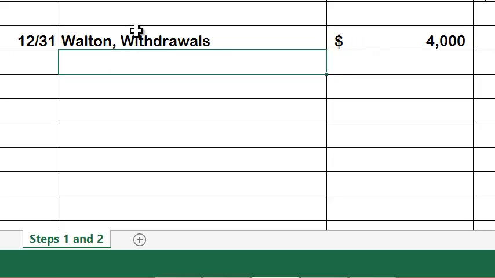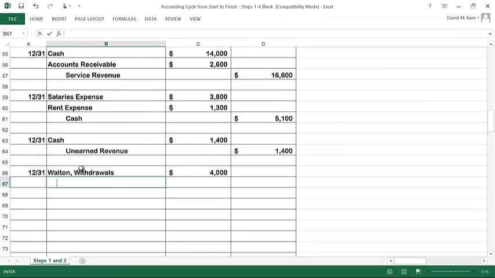Again, remember, think back to assets. Withdrawals and expenses all have debit balances, so you can see part of AWE. The W is the withdrawals account, and we increase the withdrawals account by debiting it, so that's what we did. And then we're going to credit our cash account because cash is exiting the business.